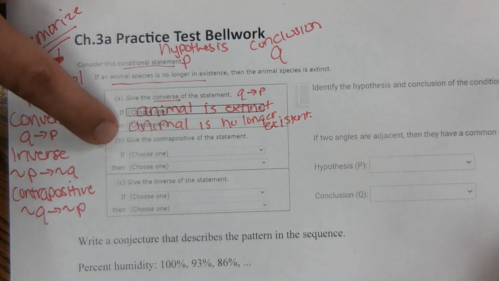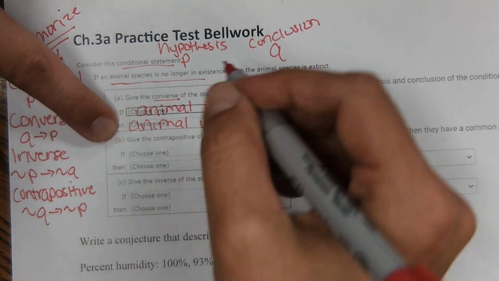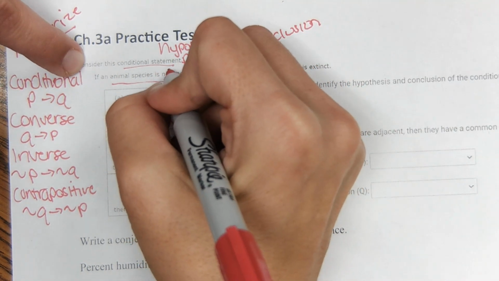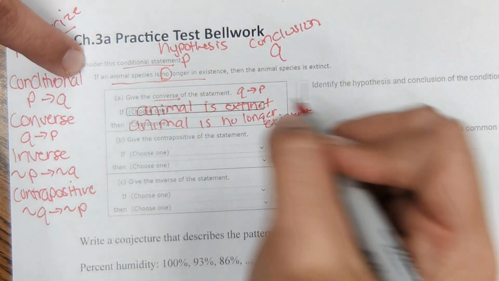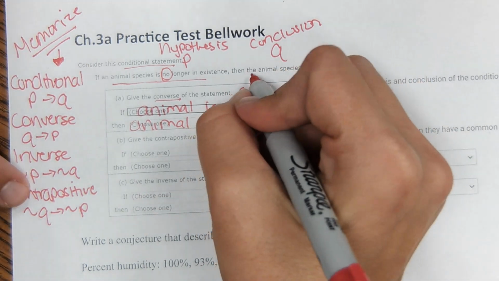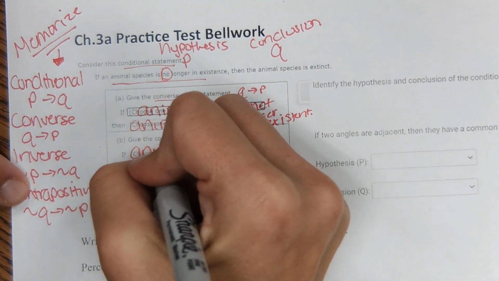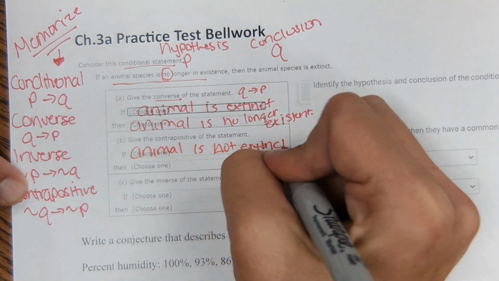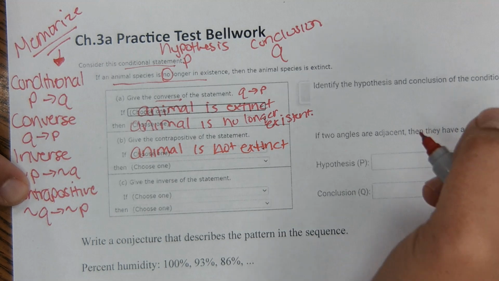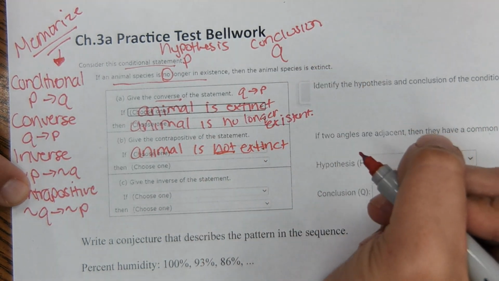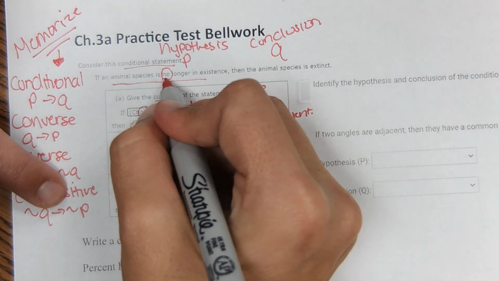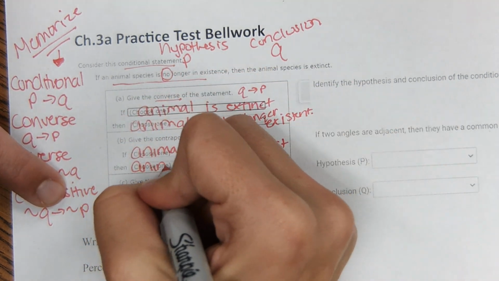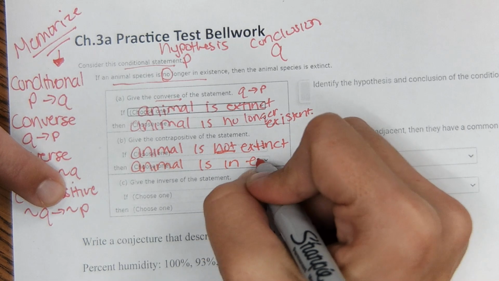Okay, then contrapositive is not Q, then not P. So it's going to be not this, then not this. But something to note is that in the original, it has a no. So we have to do like the opposite of that. So it's going to be not Q. So the animal species is not extinct. Animal is not extinct. And then not P, but there's already a not in there, so we have to do the opposite. So animal species is in existence. Animal is in existence.